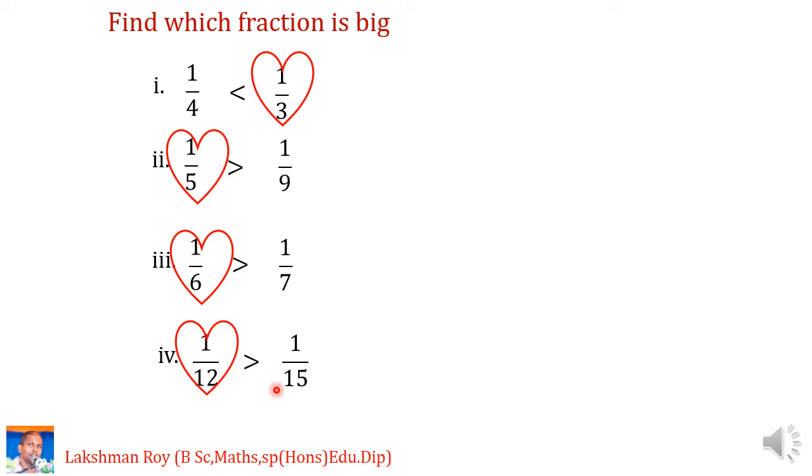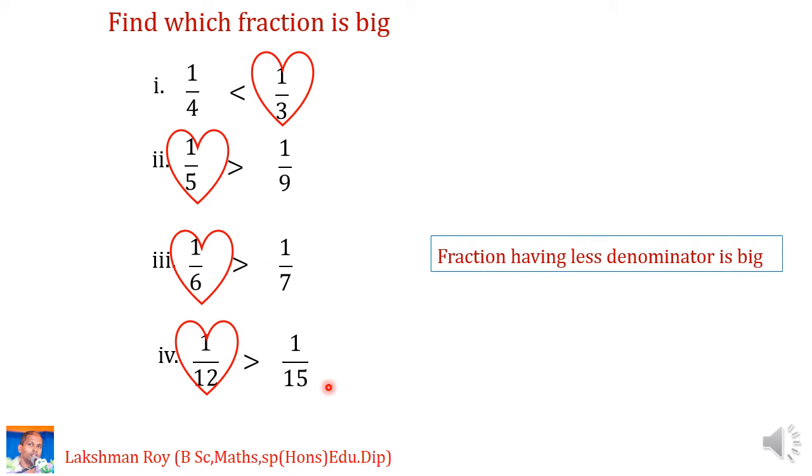Got an idea? Keep in mind: the fraction having the lesser denominator is big. See, 1/3 has the lesser denominator compared to 1/4, 1/5 has less than 1/9, and 1/6 has less than 1/7, so those are big.